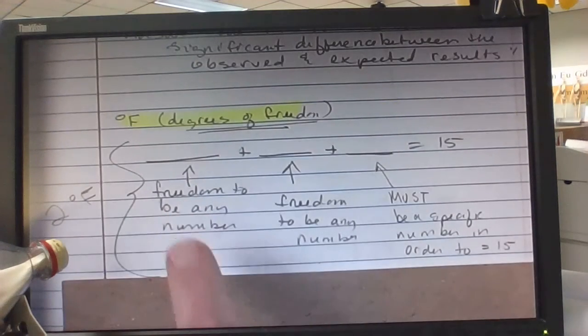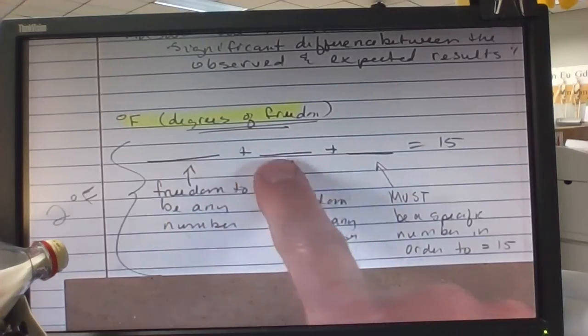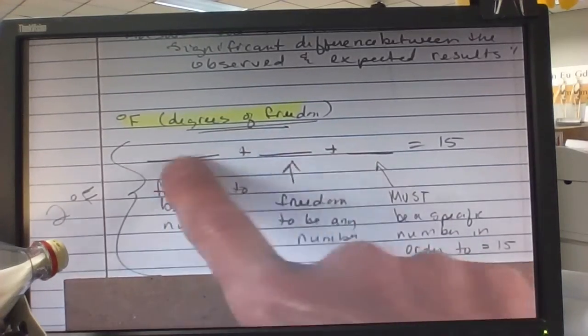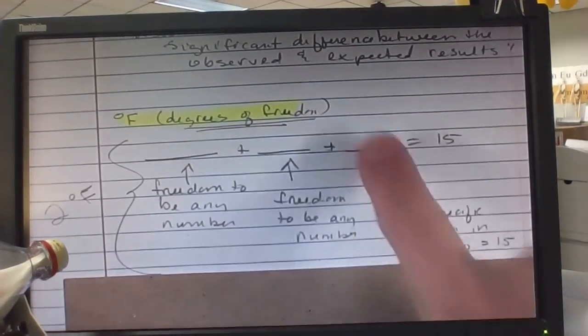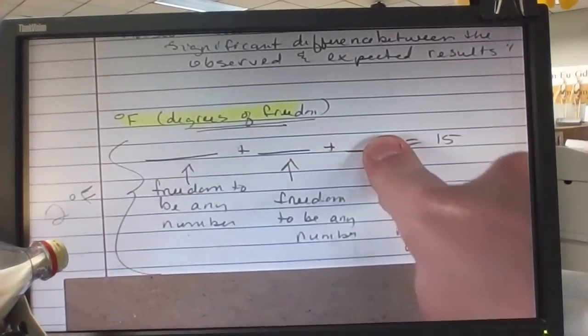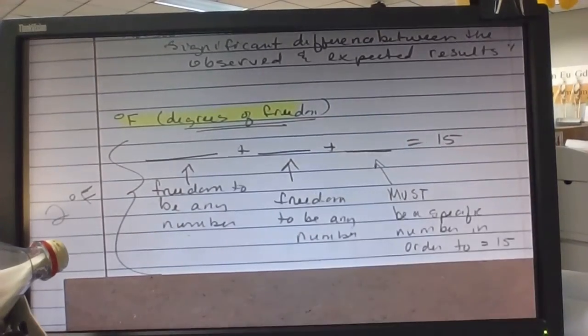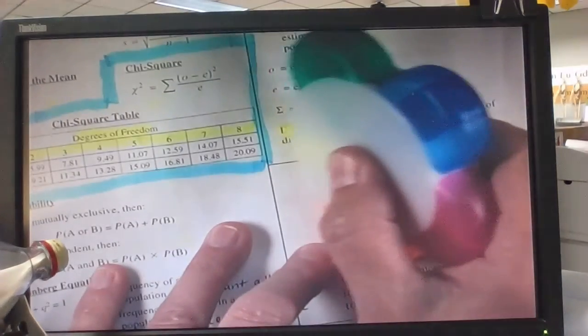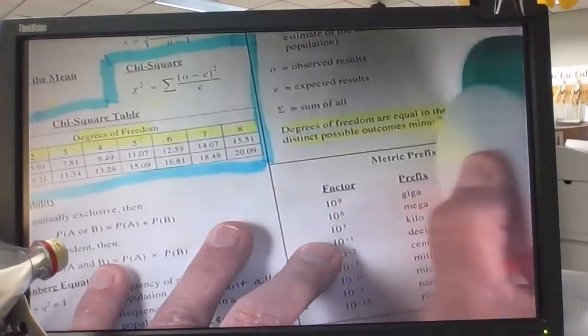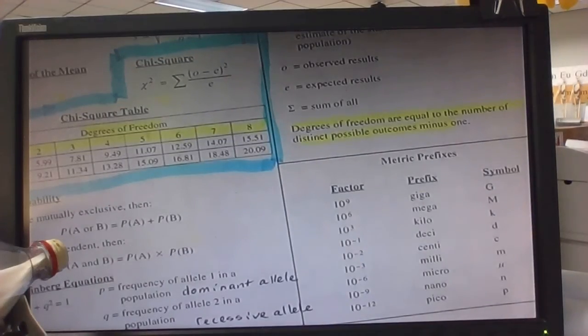So the number of degrees of freedom we have is how many possible outcomes, how many possible choices we have, minus 1. So I've got 3 possible choices for numbers. I take one away because this one had to be the 3.35 in order for them all to add together to be 15. So if you ever forget, it is on your formula sheet. Degrees of freedom are the number of distinct possible outcomes minus 1.